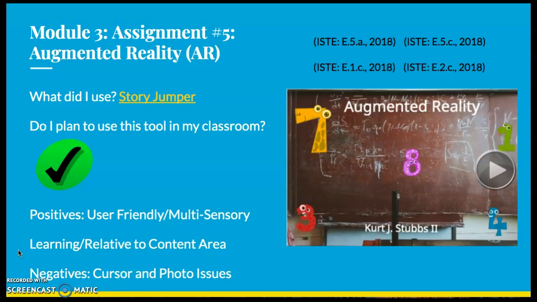Module 3, Assignment 5, Augmented Reality. I used Story Jumper. This was one of my favorites. It was very user-friendly, really hits on those multi-sensory learning skills, and it's relative to the content area. I had some trouble placing the cursor in the text box, so I had to keep refreshing my page. And the photos weren't loading, so I was kind of having to guess and just click and try to see what was happening. I would use this again as a way to introduce a topic or a review for an assessment.